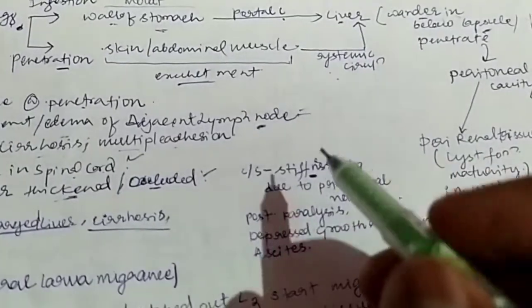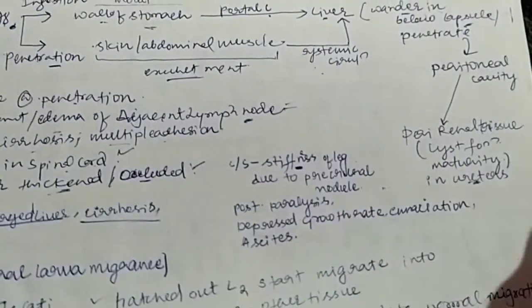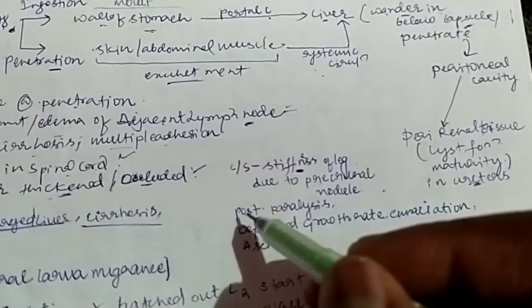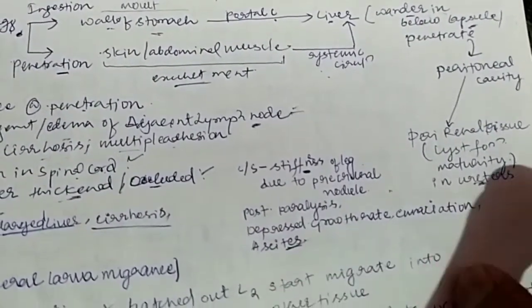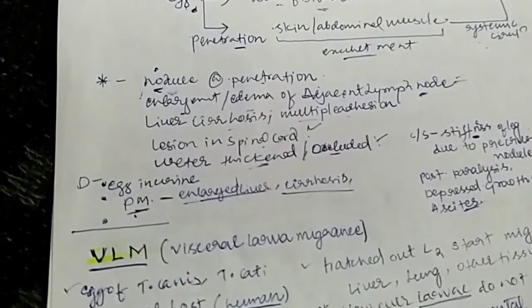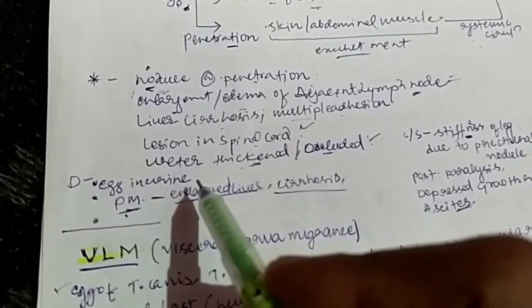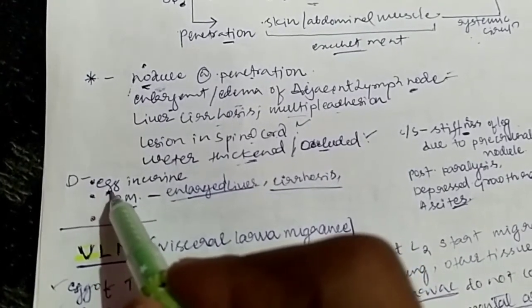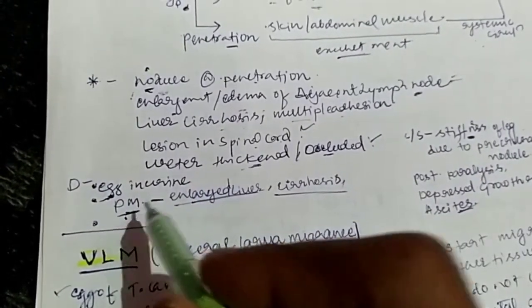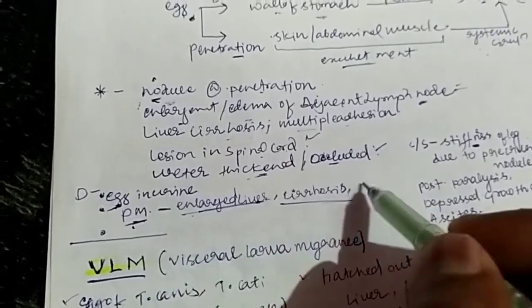The clinical signs exhibited by the affected host are stiffness of muscle and posterior paralysis, depressed growth rate, emaciation, and ascites. To finally diagnose, the sample collected is urine, which is examined for the presence of eggs, and in postmortem there are lesions such as enlarged liver and cirrhosis.